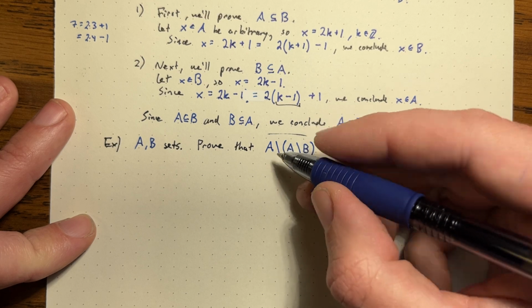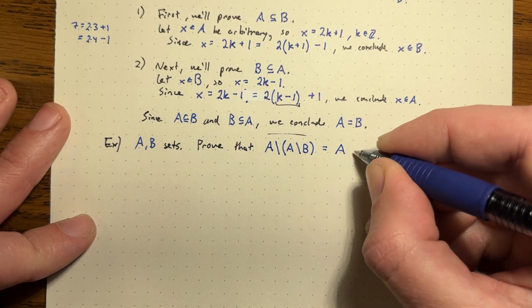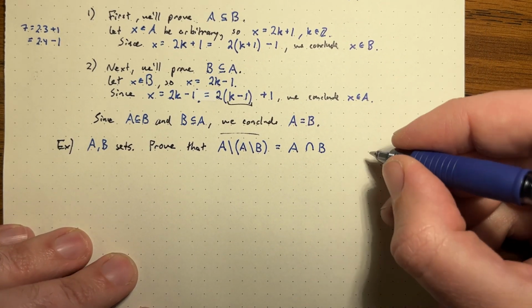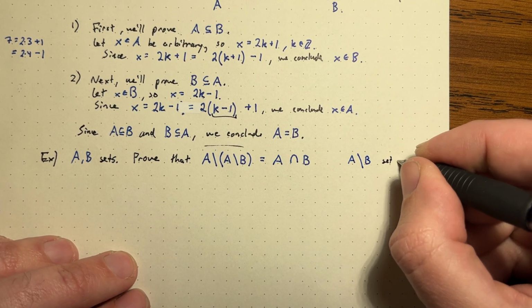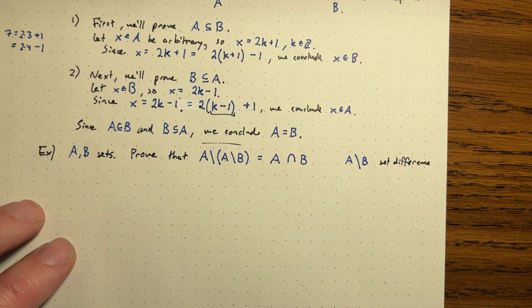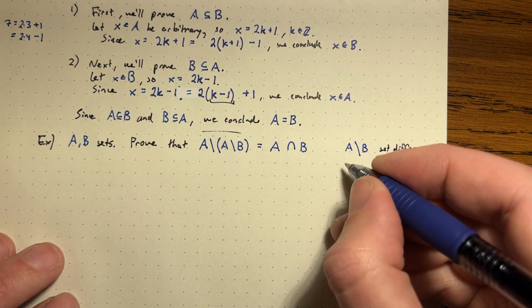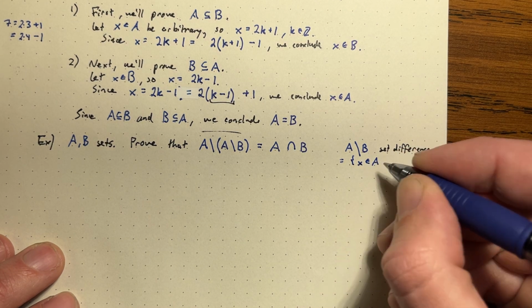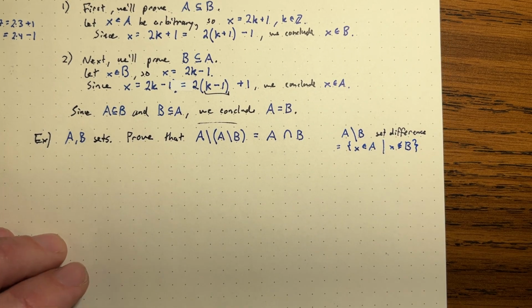So let's prove that A minus B, the set difference, is the same as A intersect B, the intersection. So what are these things? A slash B, that's the set difference. The difference of A and B. So they're the elements of A that are not in B. So this is all the x in A such that x is not in B. Okay, so that's what that means.